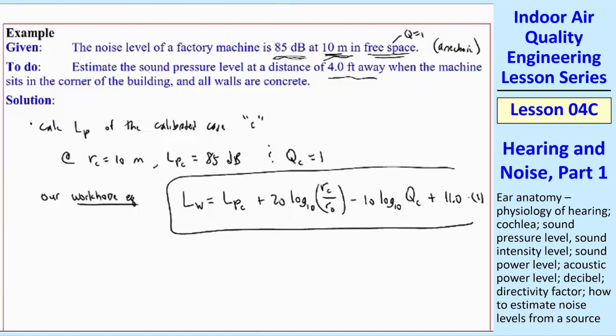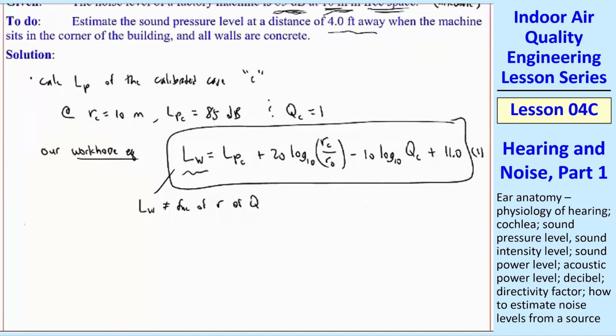Now, why didn't I put a subscript C here? That's because, remember, LW is independent of who hears it. So that is a constant for this particular machine. LW is not a function of R or Q. It's only a function of the sound itself. This is all at the calibrated level.